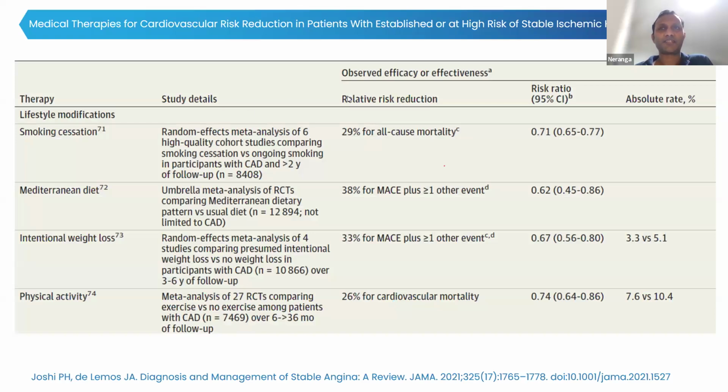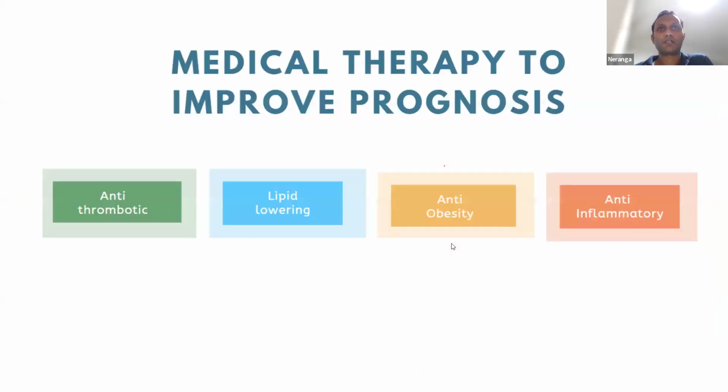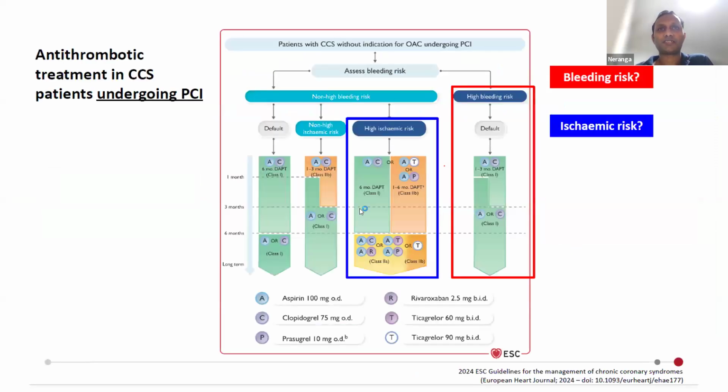Medical therapy also includes risk factor reduction: smoking cessation, Mediterranean diet, weight loss, and physical activity also reduce cardiac mortality. To improve the prognosis, there are 4 categories: antithrombotic, lipid lowering, anti-obesity, and anti-inflammatory drugs. Antithrombotics include aspirin, clopidogrel, prasugrel, and ticagrelor, but aspirin, prasugrel, and ticagrelor are given for PCI patients, while for medically managed patients, only aspirin and clopidogrel. Also, low-dose rivaroxaban can be combined.